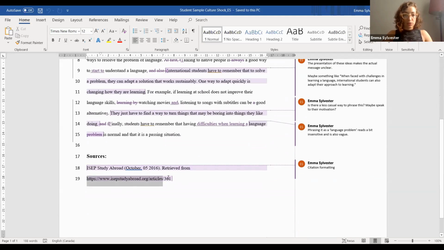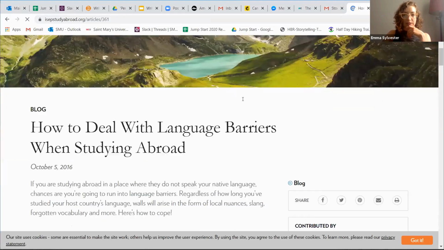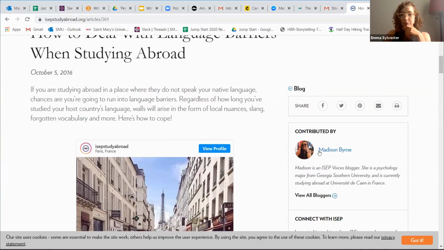If we go to this website, here I see this article and I have a contributor. This is written by Madison Byrne. So here I have an author. So that author definitely needs to be in my citation. So that's also something that I would look at. We did make sure that our citation styles are appropriate and that they're proper.